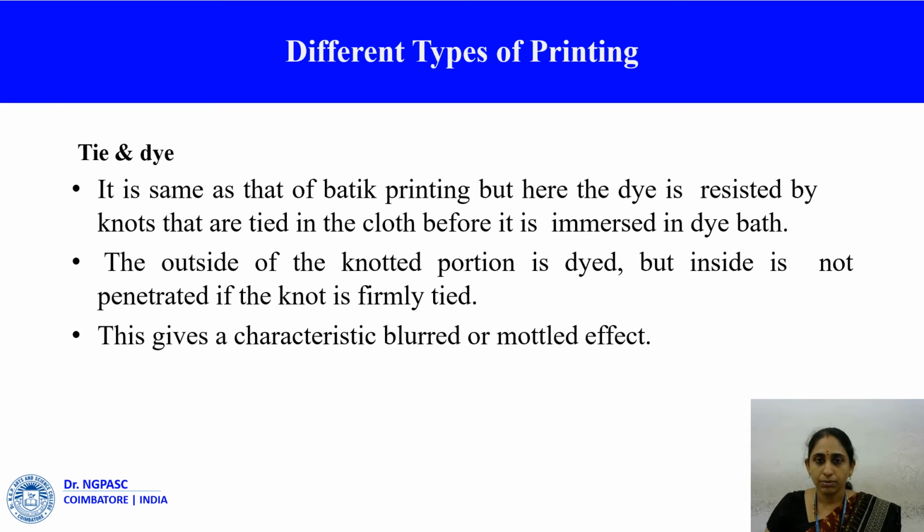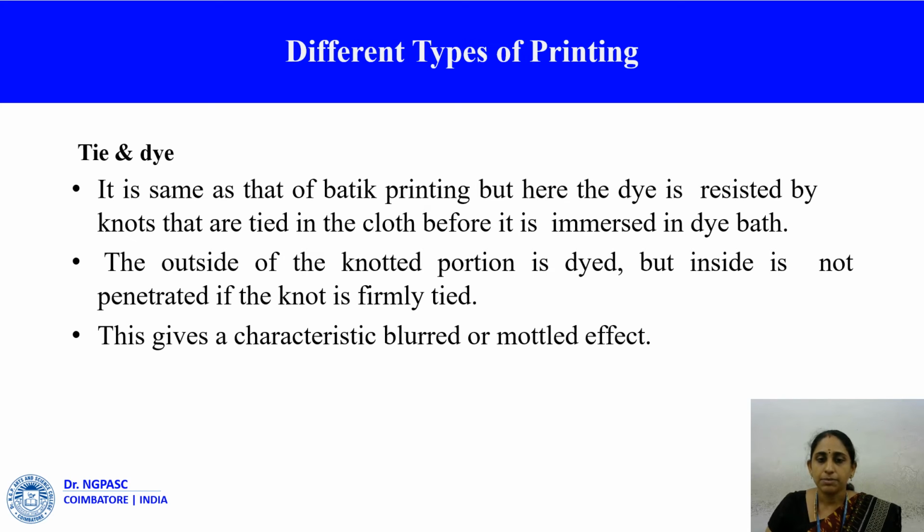The next type of printing is the tie and dye technique. It is the same as batik printing, but here the dye is resisted by knots that are tied in the cloth before it is immersed in the dye bath. The outside of the knotted portion is dyed, but the inside is not penetrated if the knot is firmly tied. This gives a characteristic blurred or mottled effect.